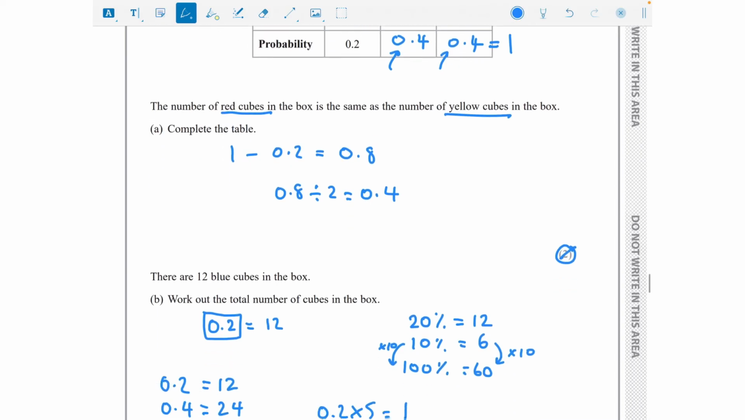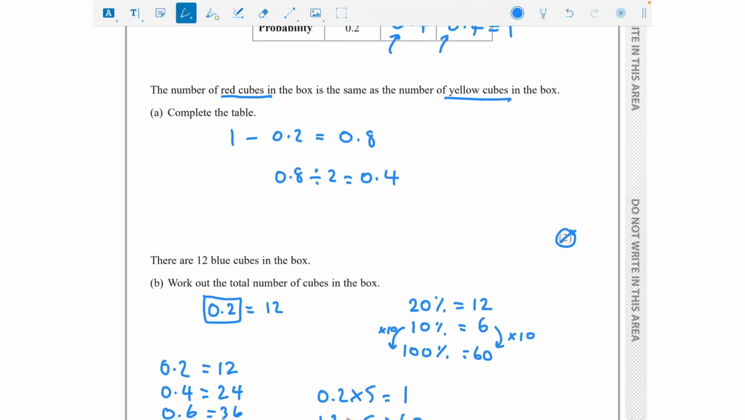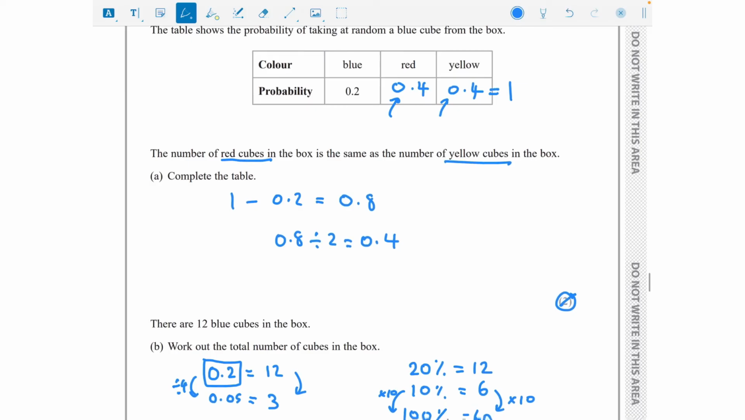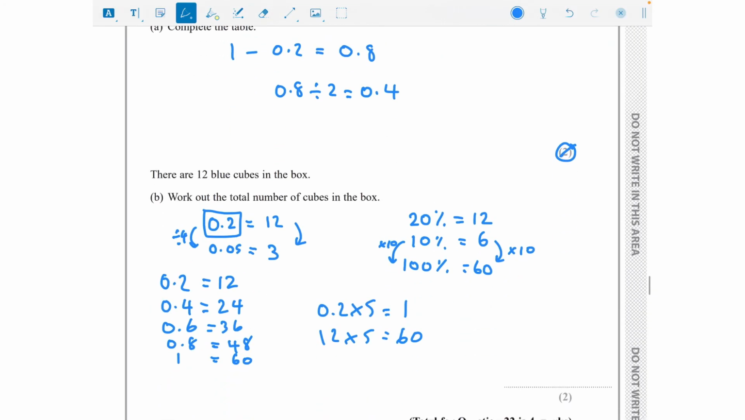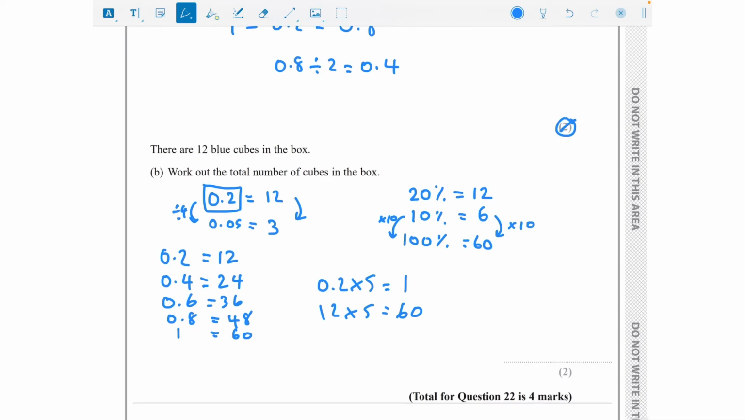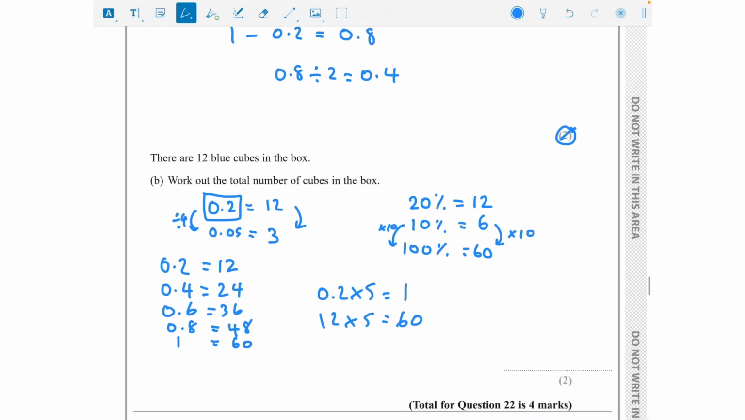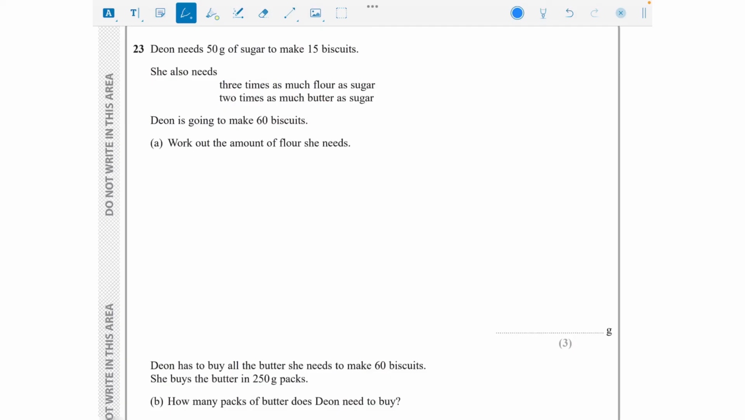You could also say if 0.2 is 12, 0.05, dividing that by 4, is 3, and then you could times that by 8 to get the number of red and the number of yellow. So that would be 24, add 24, add the 12 is 60. So lots of different ways of doing it, but if you got 60 on the answer line, that would give you both marks. Question number 23.